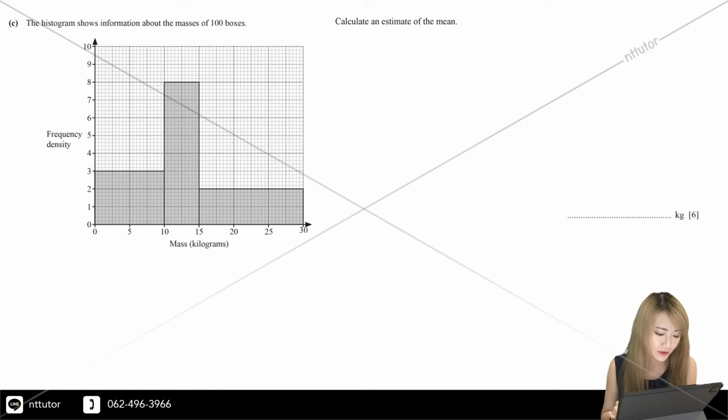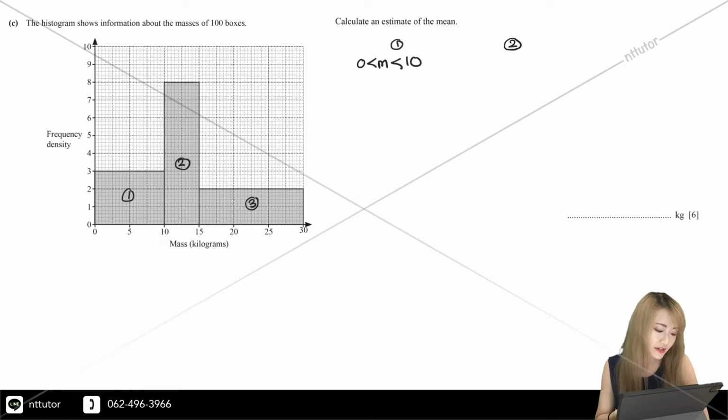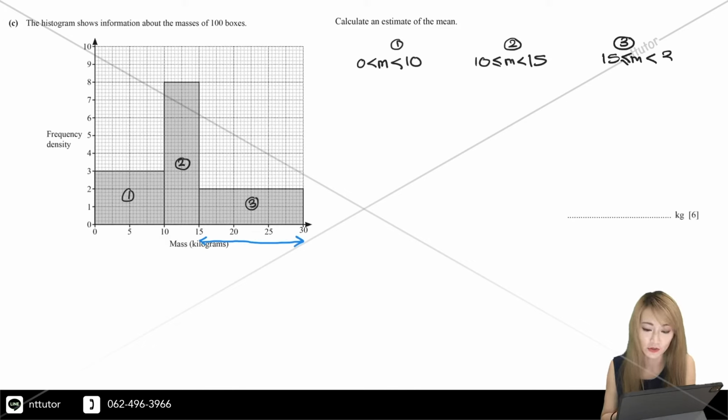So if I separate that into 3 groups, because we have 3 columns on the histogram, the first column goes from 0 to 10. So the first group of data would be between 0 and 10 kilograms. The second column goes from 10 to 15. So the second group of data would be between 10 and 15 kilograms. And then the third group of data goes from 15 to 30. So the third group is for 15 kilograms to 30 kilograms. So those are the masses of the group.